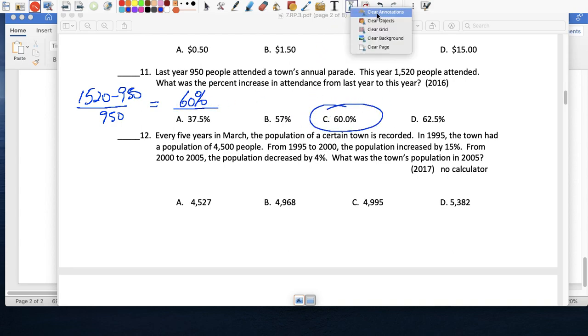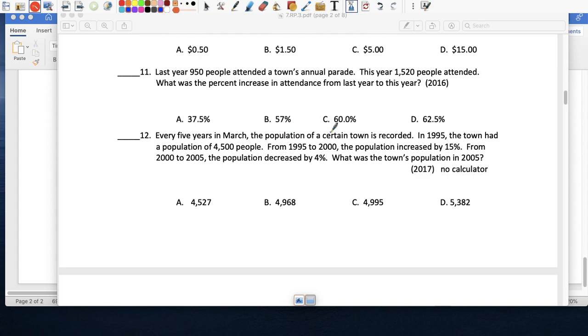Okay. Every 5 years in March, the population of a certain town is recorded. In 1995, the town had 4,500 people. And then it increased by 15%, and then it decreased by 4%. What was the town's population? So if it increased by 15%, we're going to multiply that by 1.15. I'll do it in steps, by the way. We know the population is now 5,175.